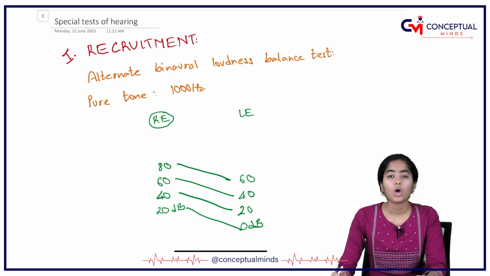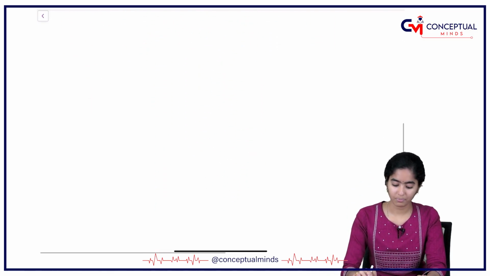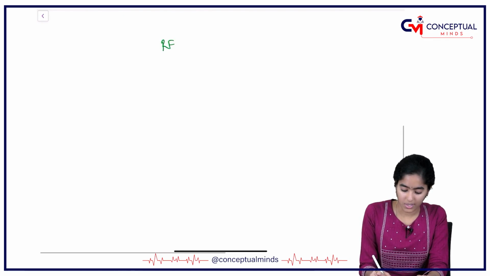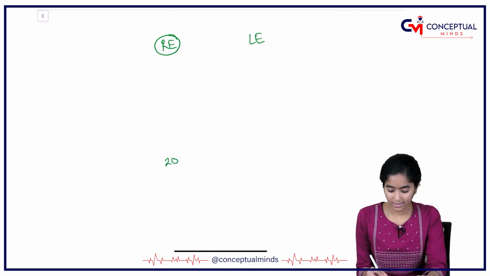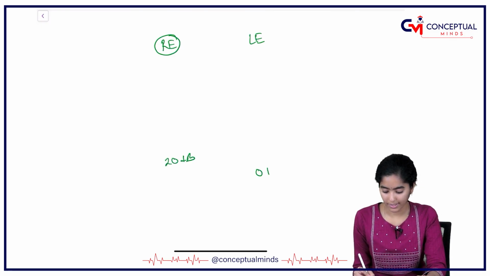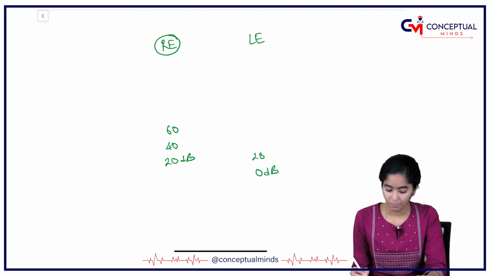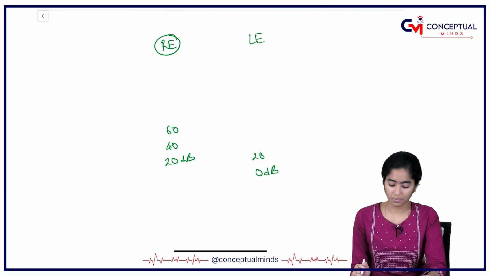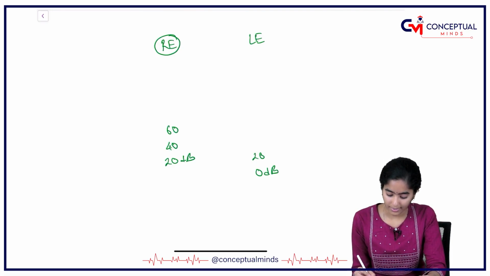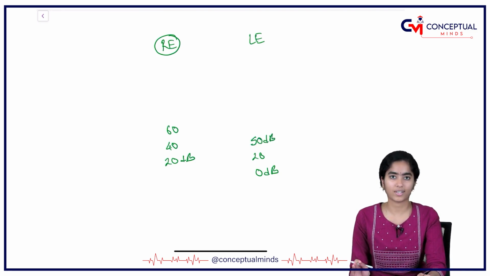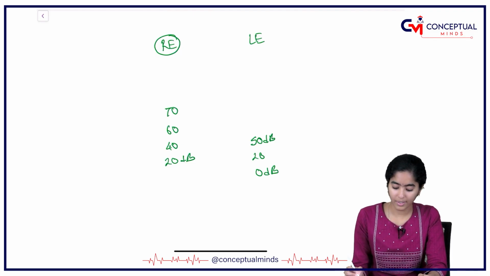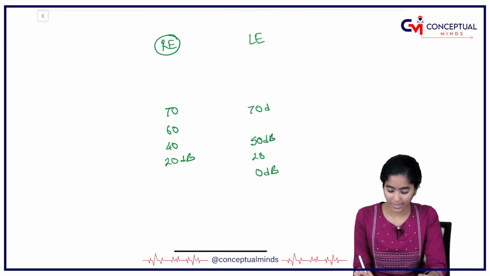This is normal. What happens in recruitment is, suppose the right ear is the recruiting ear and the left ear is the normal ear. What this ear is able to hear at 20 decibels, the normal ear can hear at 0 decibels. And at 40, 20, 60, suddenly the difference reduces. This ear can hear that sound at 50 decibels. Now we expect the normal ear should hear at 40 decibels. 20 decibels difference is maintained. But the difference comes down. And then at a point, the difference even equalizes.